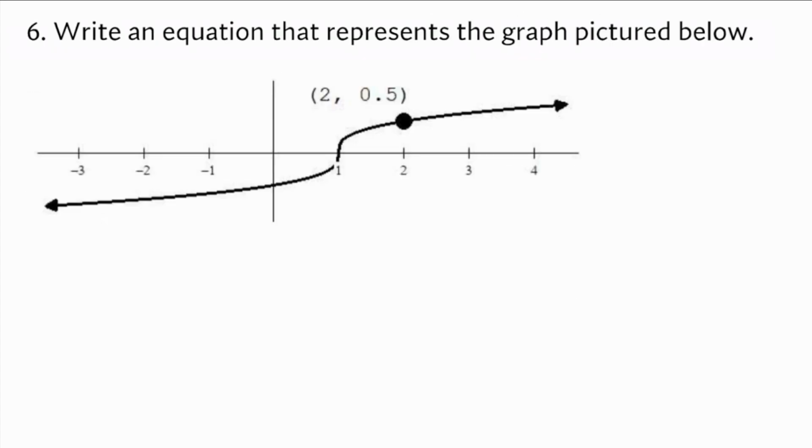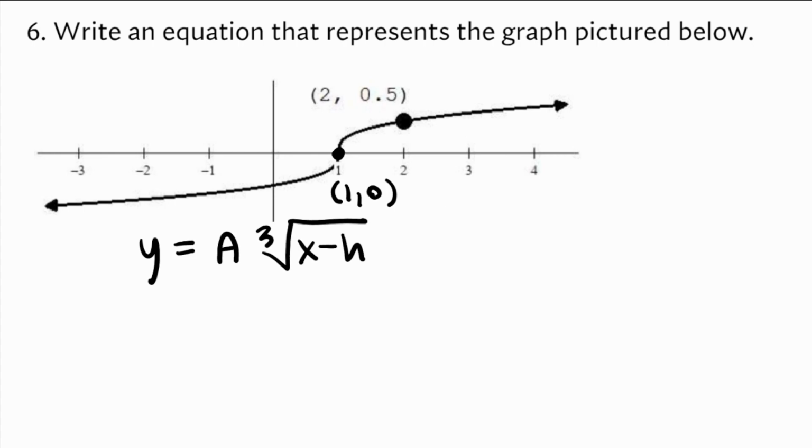Here we've got a cube root graph. And I know that because it's got arrows on both sides. It's extending in both directions. It's not having any domain issues. So I'm going to say, starting with the vertex, it's looking like here. It's at the point x equals 1, y equals 0. So I'm looking at y as some number times the cube root of x minus h plus k, where h is 1 and k is 0. And then my other point is 2 and 0.5.